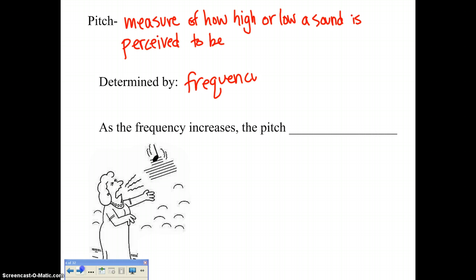So just like inertia and mass were best friends back in chapter 4 in unit 2, frequency and pitch are going to be best friends. So in other words, frequency and pitch are directly related to each other. In other words, they are proportional to each other. So if frequency increases, pitch is also going to increase.